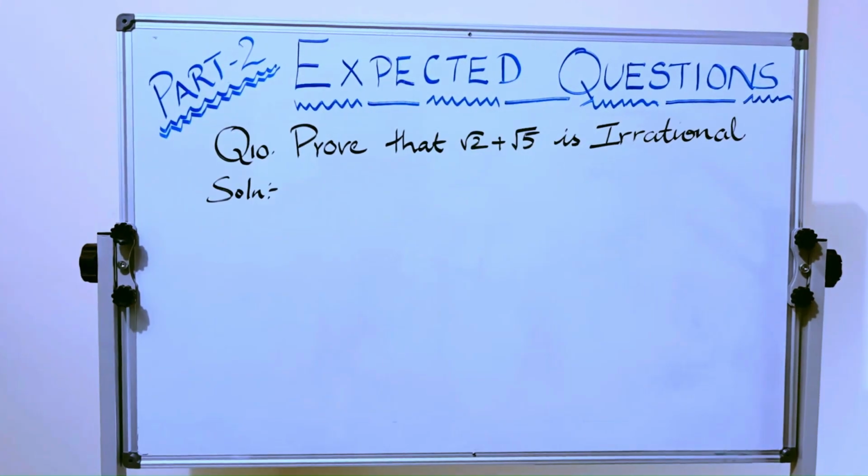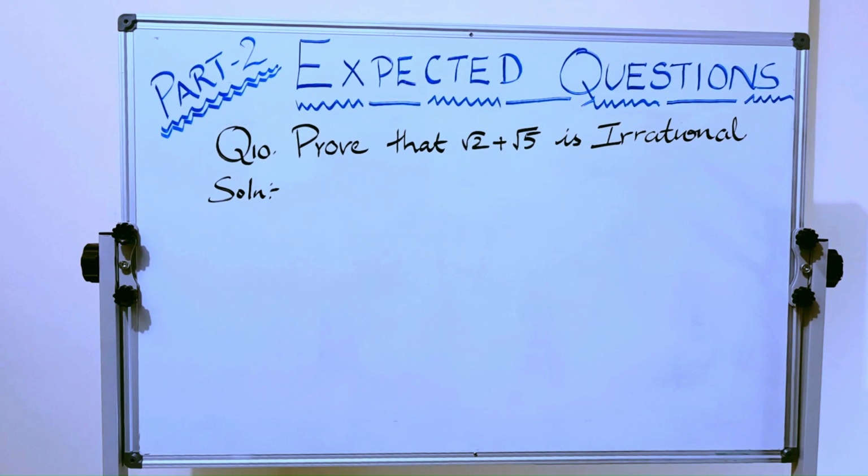Next, 10th question. Prove that root 2 plus root 5 is irrational. We do this by the contradiction method. Okay. First we will assume that root 2 plus root 5 is rational.